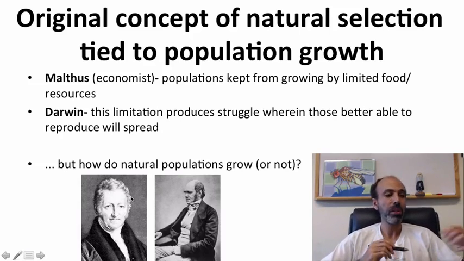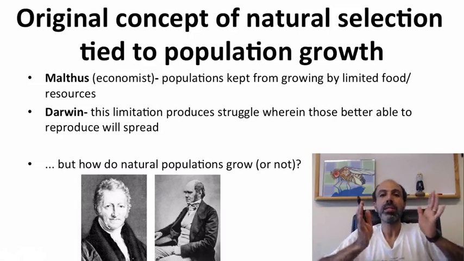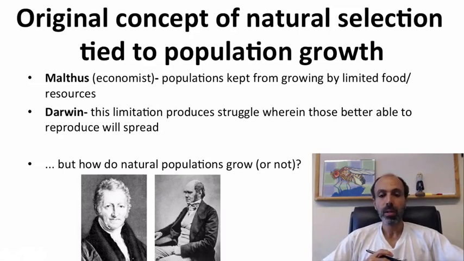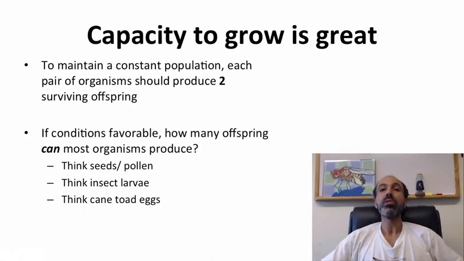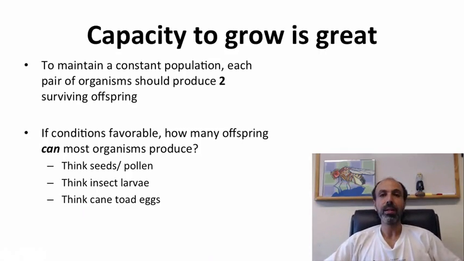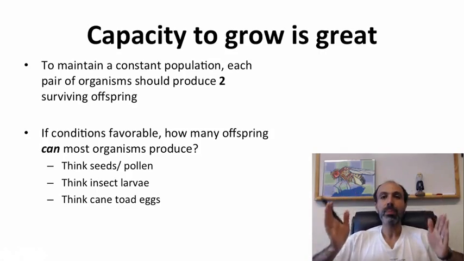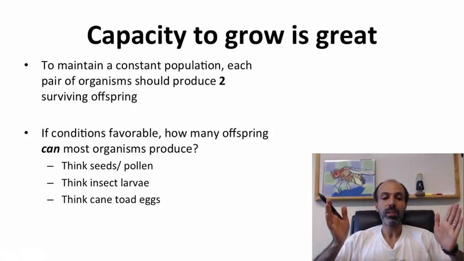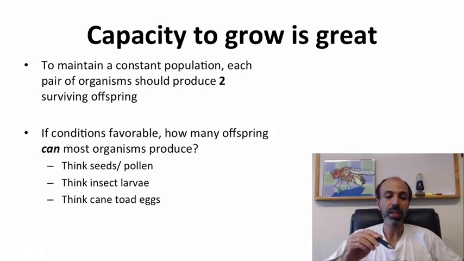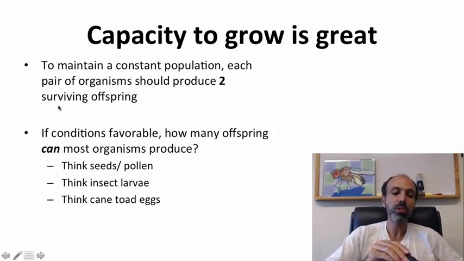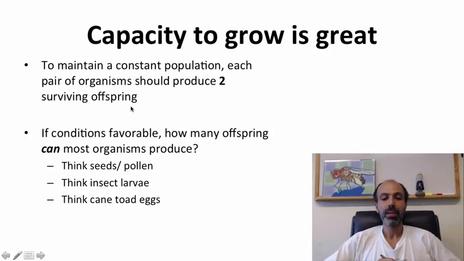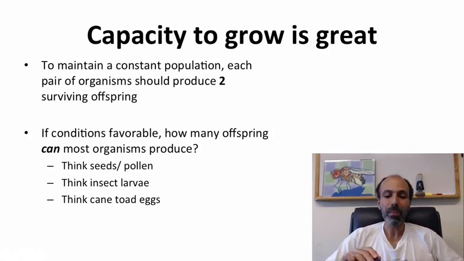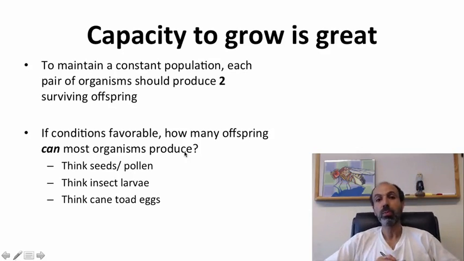But let's look at this concept of population growth. And why is it that natural populations grow so much? Why do we see this potential for great growth? Well, the capacity for growth is huge in most species out there. Now imagine, to maintain a constant population, assuming the population was sexual, assuming you need a pair of organisms to breed, each pair would only need to produce 2 surviving offspring. Now, if conditions are favorable, how many offspring can most individuals produce?